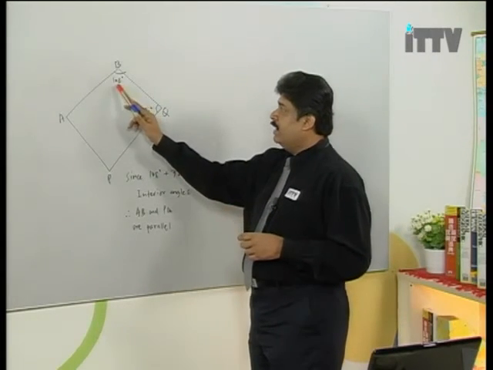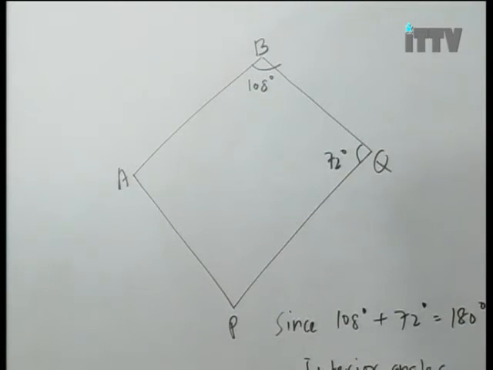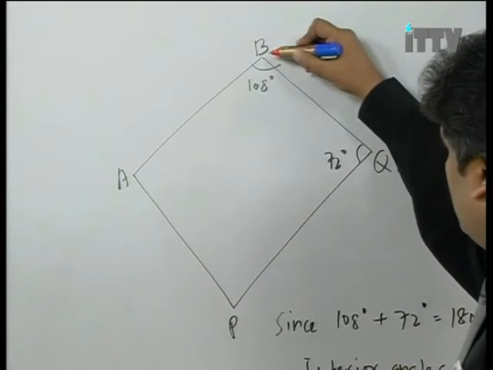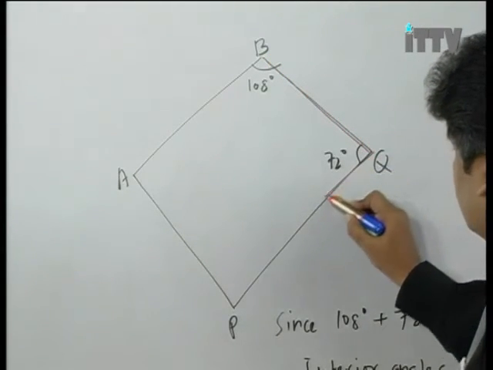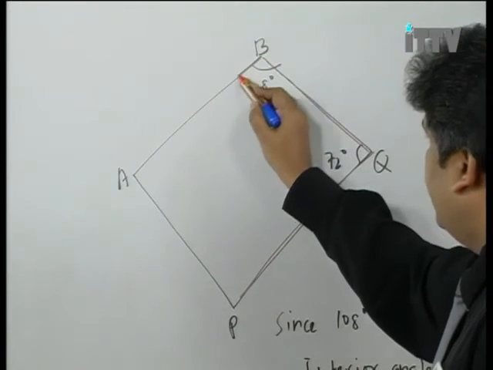On one end, we are given 108. The other end, we are given 72 degrees. On closer observation, you note that this question, like the earlier question, forms a squared U shape. This is how it is formed. We have this line and this line downwards on both ends.